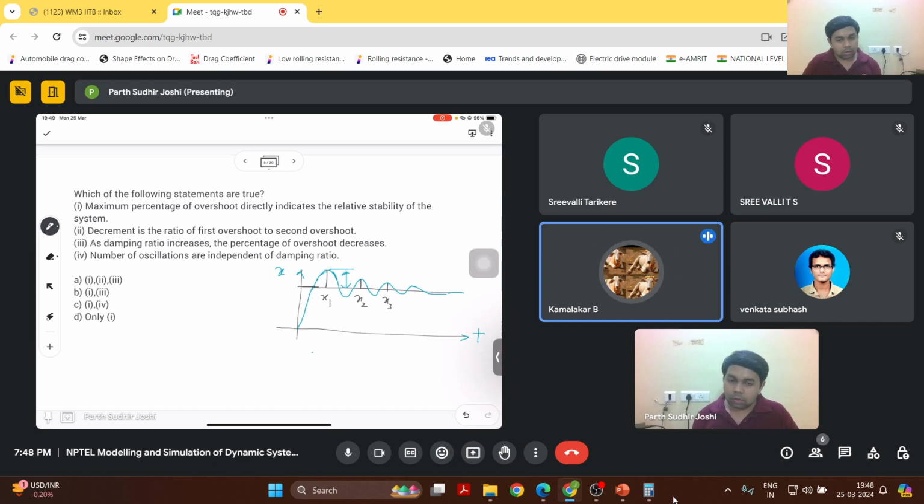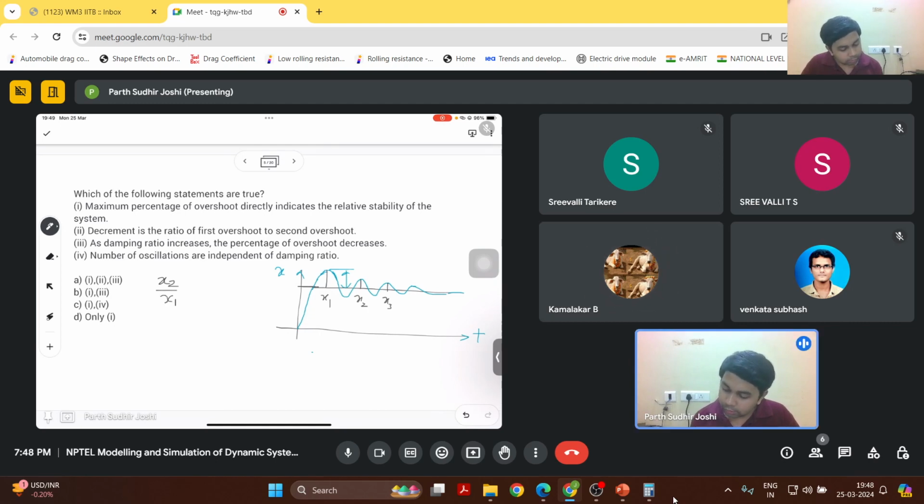Since you said decrement, it will be x2 by x1. Yes, exactly. So it will actually be x2 by x1. It is the ratio of the second overshoot to the first overshoot, not first to second. Okay, fine. Statement number one is correct.